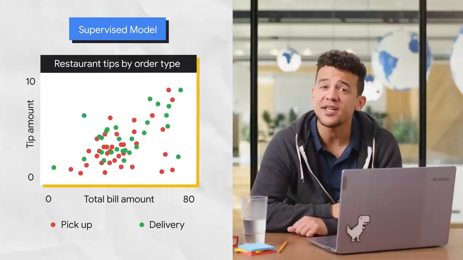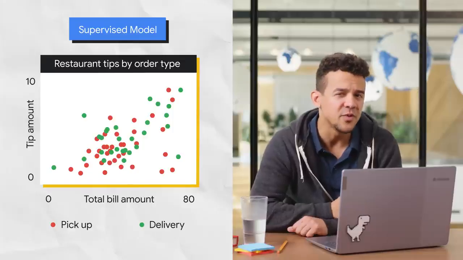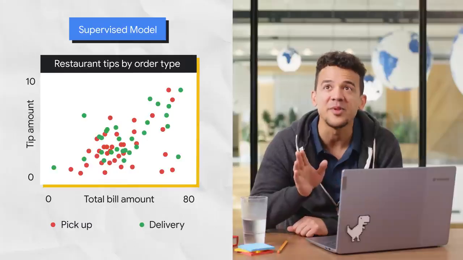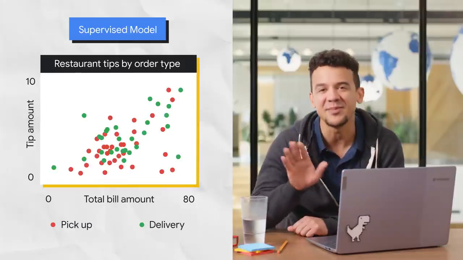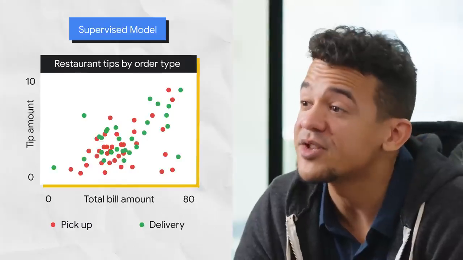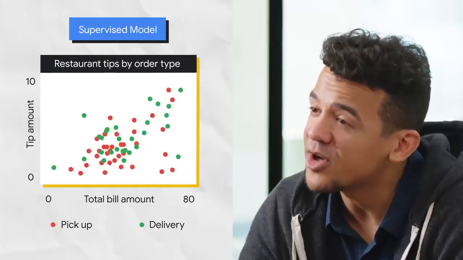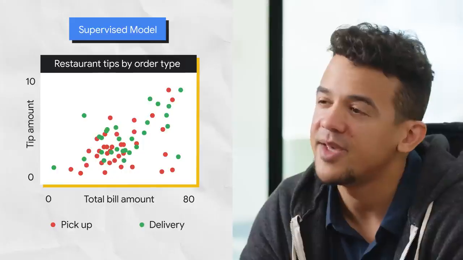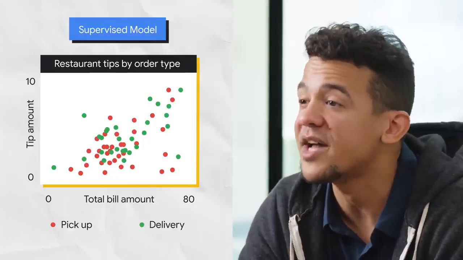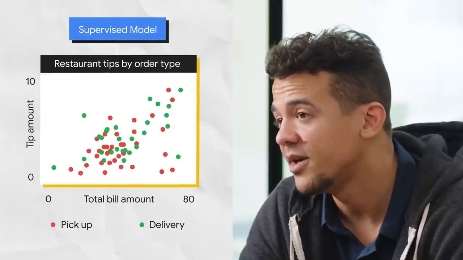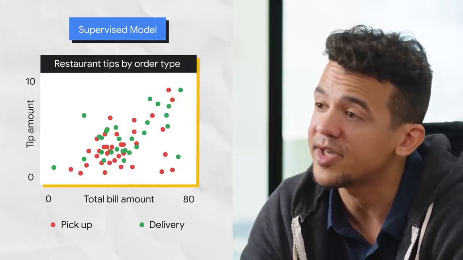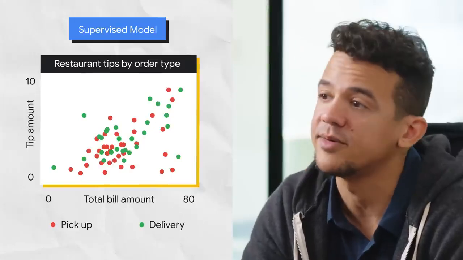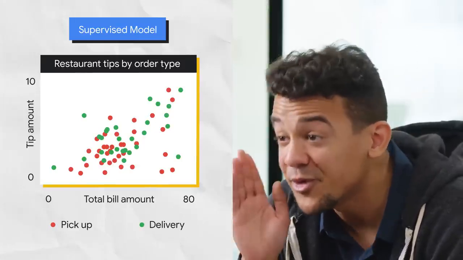For example, let's say you're the owner of a restaurant. What type of food do they serve? Let's say pizza or dumplings. No, let's say pizza. I like pizza. Anyway, you have historical data of the bill amount and how much different people tipped based on the order type, pickup or delivery. In supervised learning, the model learns from past examples to predict future values. Here, the model uses the total bill amount data to predict the future tip amount, based on whether an order was picked up or delivered. Also, people, tip your delivery drivers.